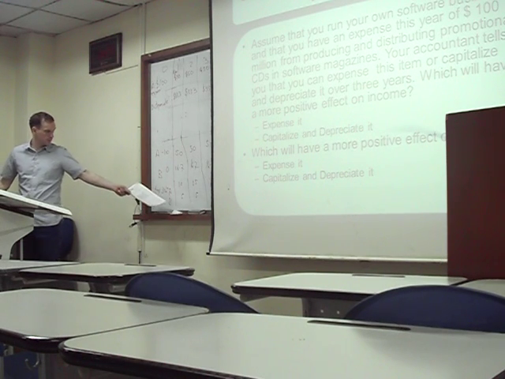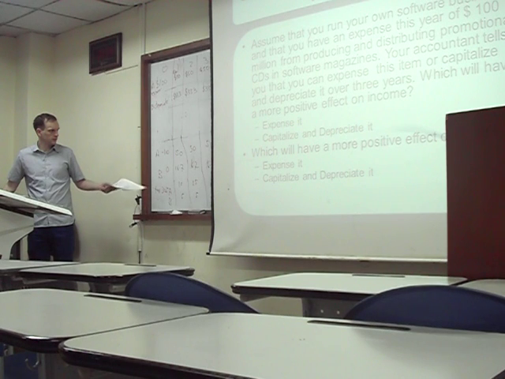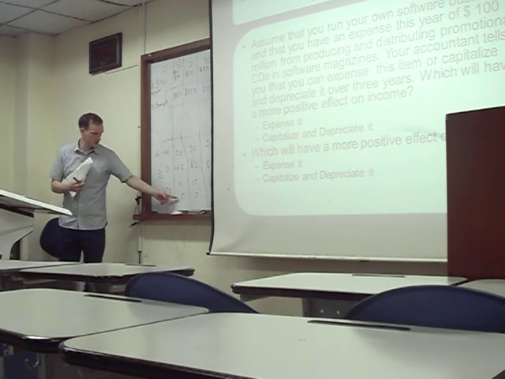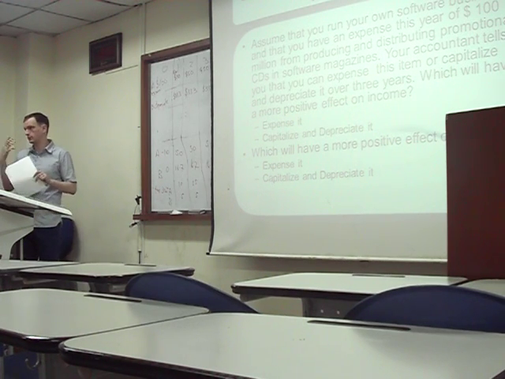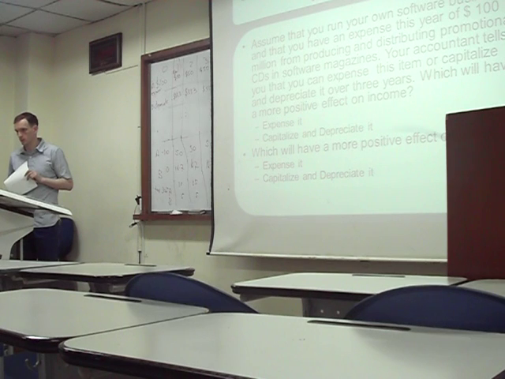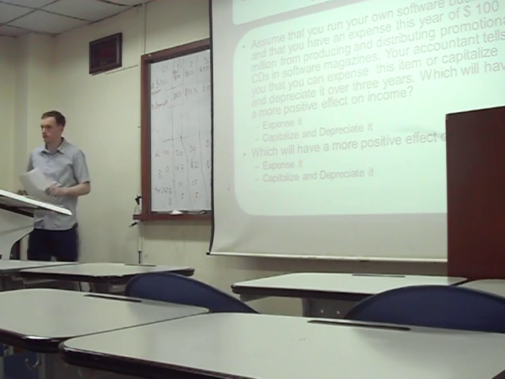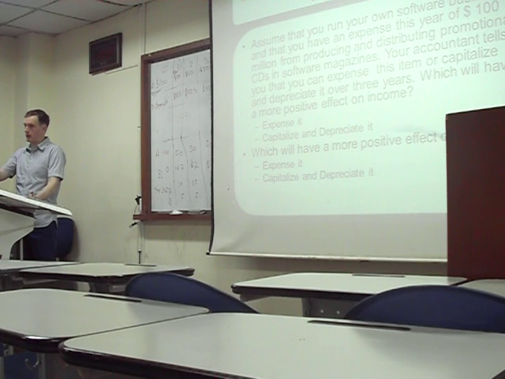B is paying less. So yeah, B is paying less tax, right? A is paying more tax. So B has a better effect on cash flow. Okay? So it's the opposite, right? A has the higher income, but B has the higher cash flow. Usually it's the opposite. Okay, the higher the income, the more tax we pay, the worse the effect it has on cash.